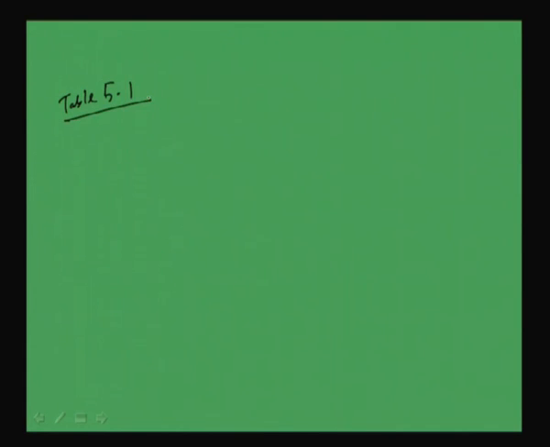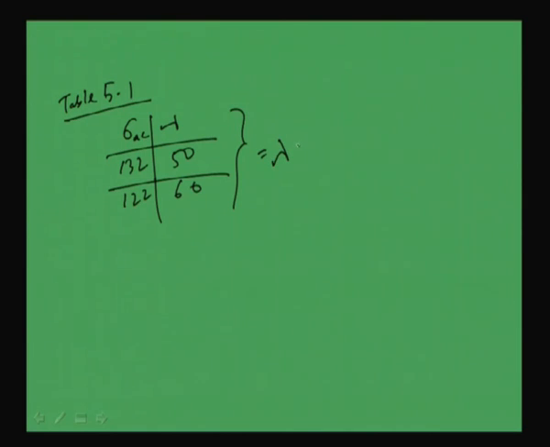Now from table 5.1 of the IS code, we can see that values are given like this. For 132, this is 50, means if sigma is 132, the sigma AC value, then the slenderness ratio is 50, and this is 122, this is for 60. So from this I can find out the value of lambda for the stress, which is given as 131.4. So this will become (60 − 50)/(132 − 122) × (132 − 131.4) + 50.